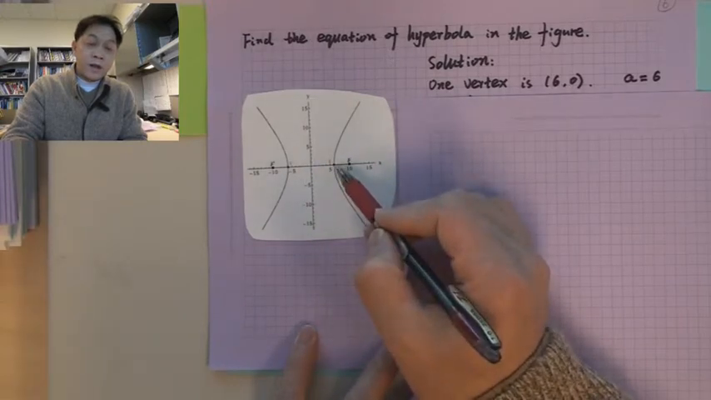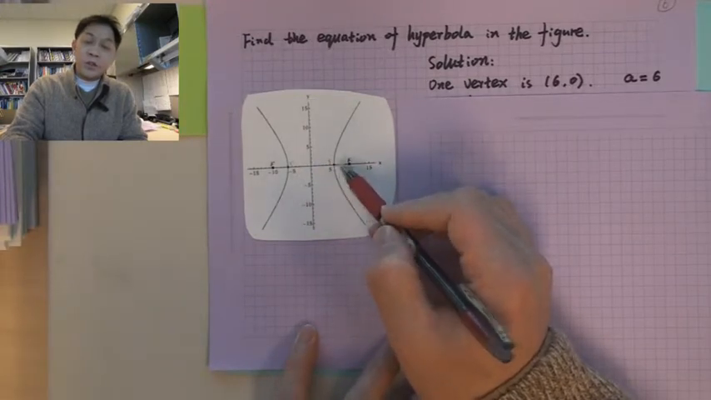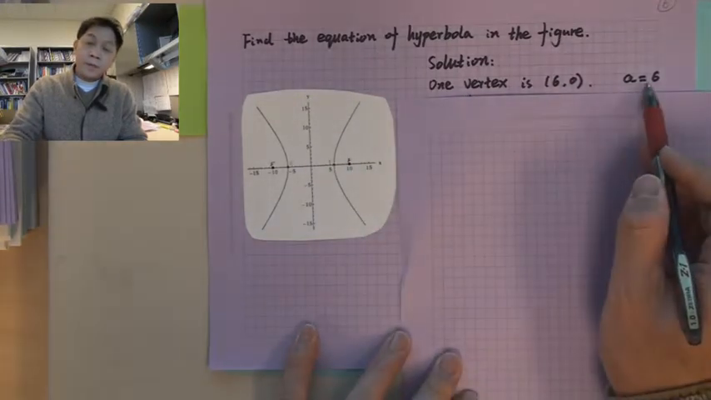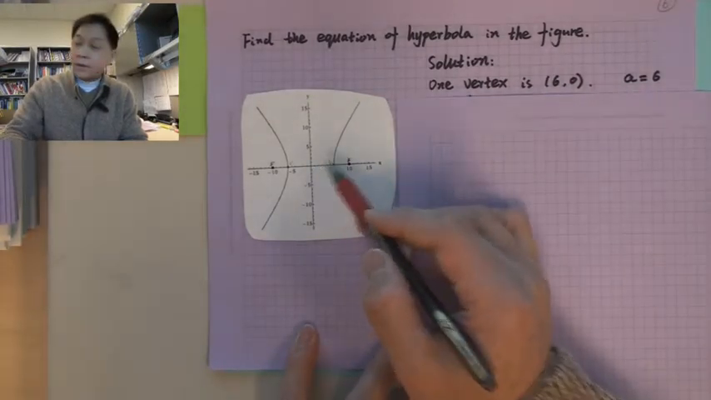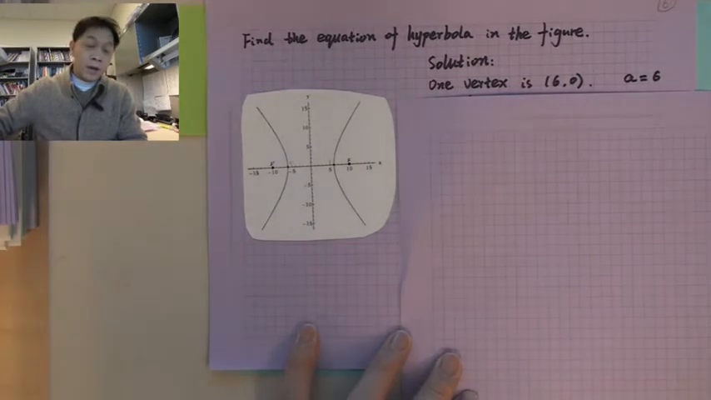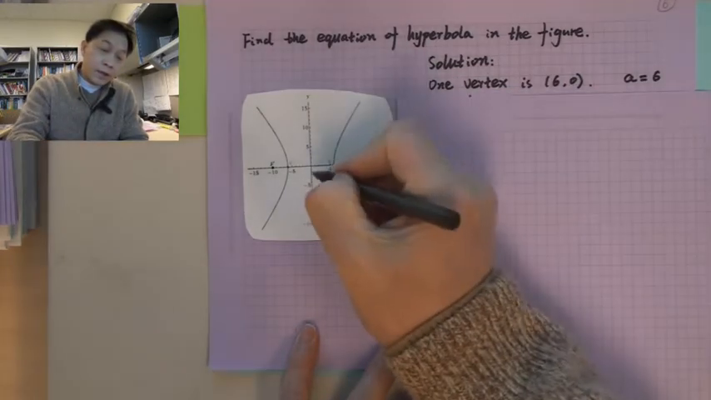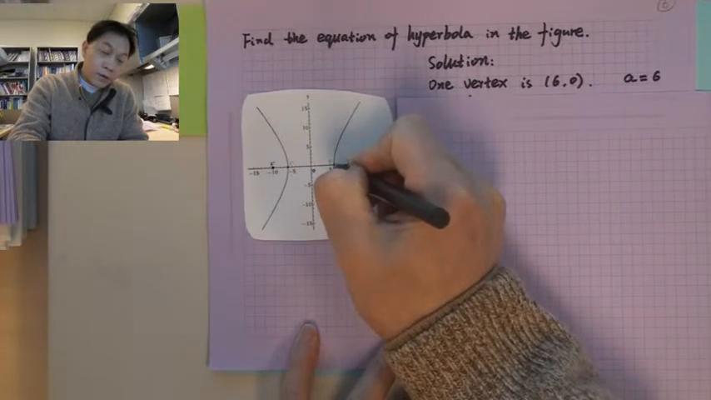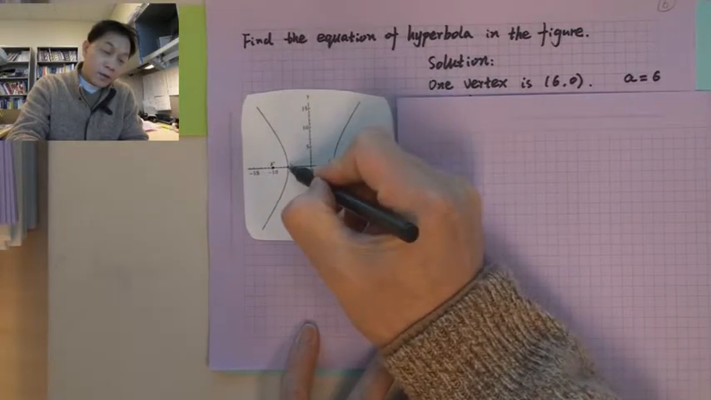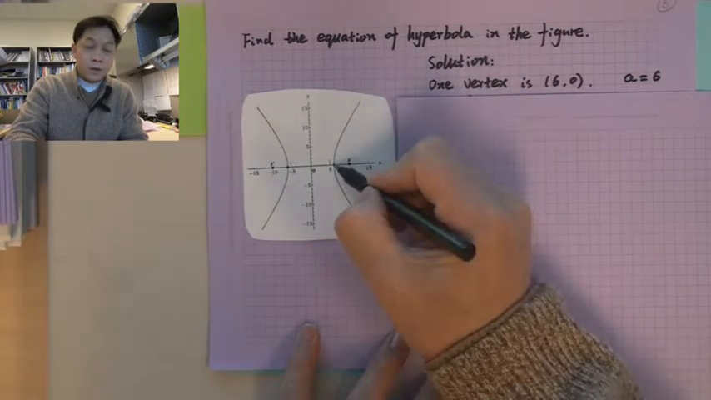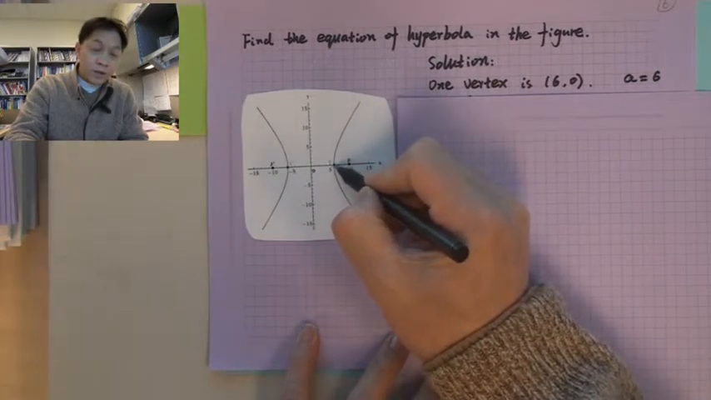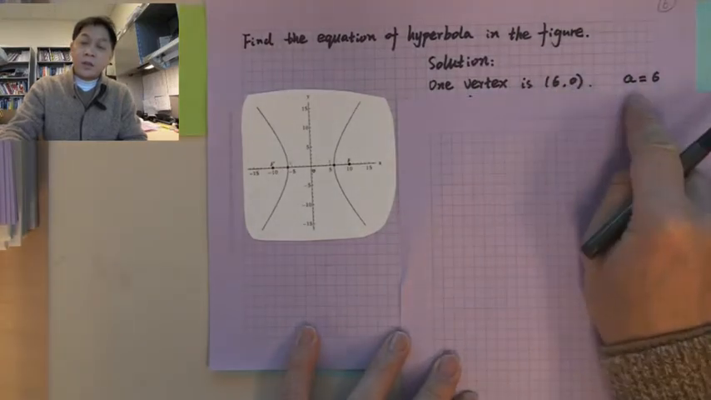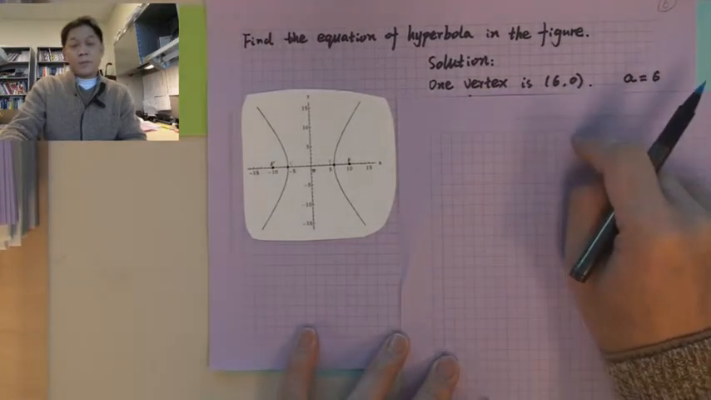The right-hand vertex is (6, 0). Then it gives me A, because the center is at the origin. You see this one, that's the vertex. That's the vertex. Here it was 5, here is 6. So (6, 0), then it gives us A.